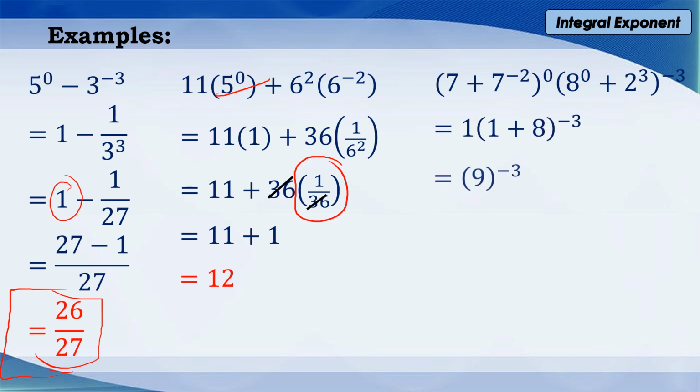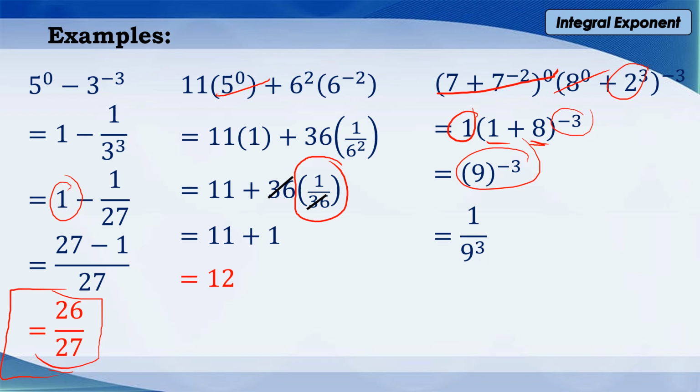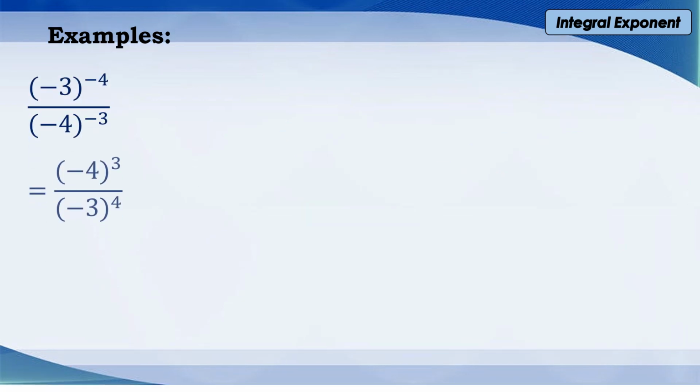Next. Itong expression na ito naging 1. Ito siya. And then, ito naging 1 din. And then, 2 times 2 times 2 is 8. Then, yung 3, kinopya muna natin. Then, we have 1 plus 8 is 9 raised to negative 3. Therefore, ibababa natin yung 9. Siya magiging 1 over 9 raised to 3. Yan siya magiging 1 over 729.